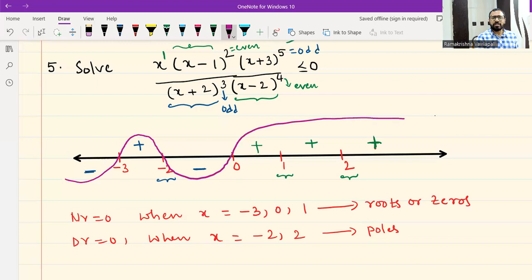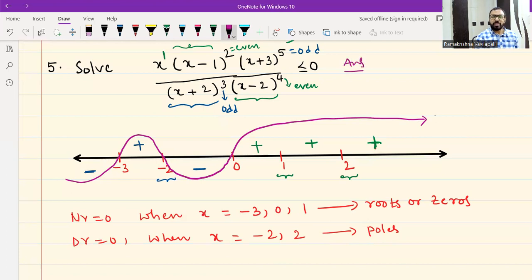When you solve the questions, you need not draw this kind of curves unnecessarily. Time will be wasted. It is only for beautification. Just to understand very clearly, we now want the expression to be less than or equal to 0, right? So what is the answer now?